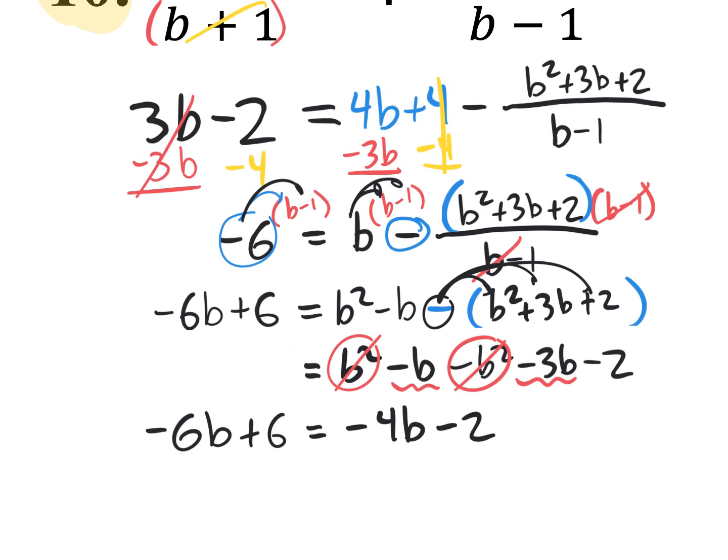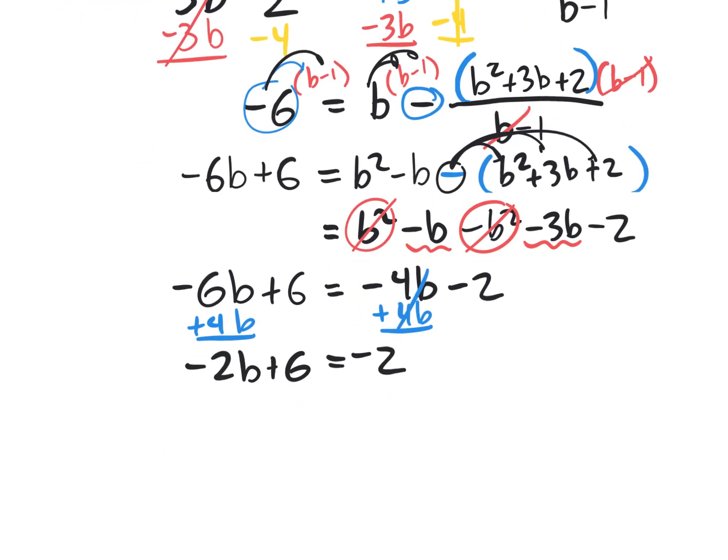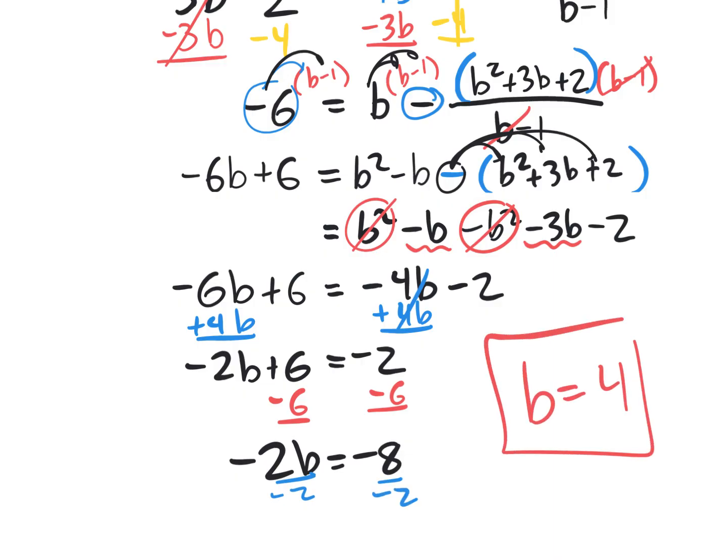And then from there, you move the b's to one side and the numbers to the other, and you'll have it solved. So we're going to go plus 4b, plus 4b. You end up with a negative 2b plus 6 equaling negative 2. A couple more steps and then we're done. We're going to subtract 6. You end up with a negative 2b equaling negative 8. So your final answer, dividing by negative 2, dividing by negative 2, you get b equals positive 4.